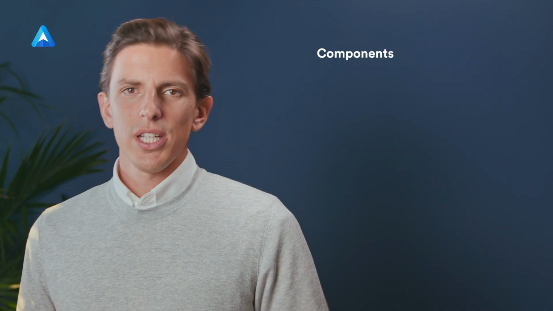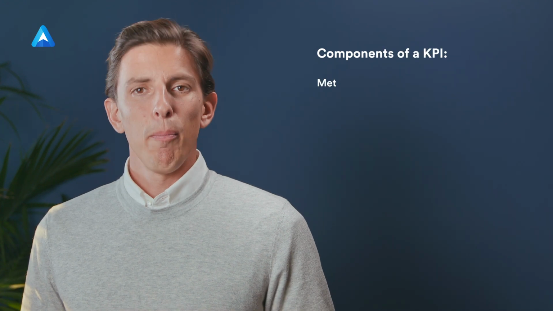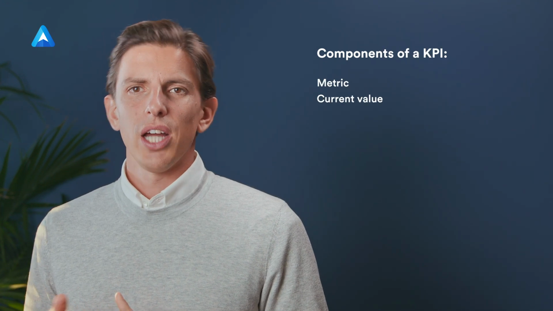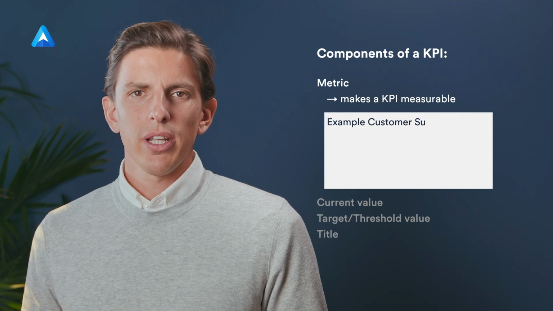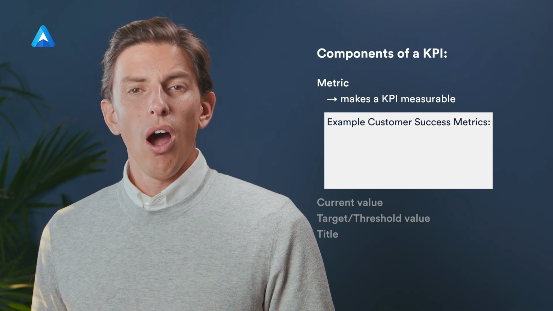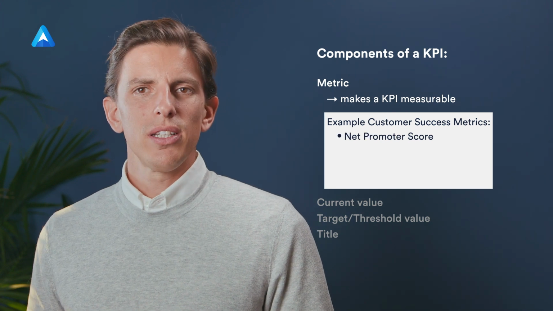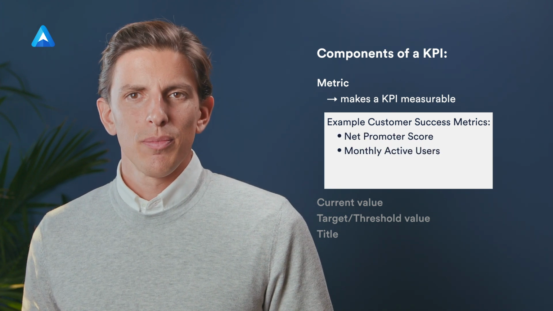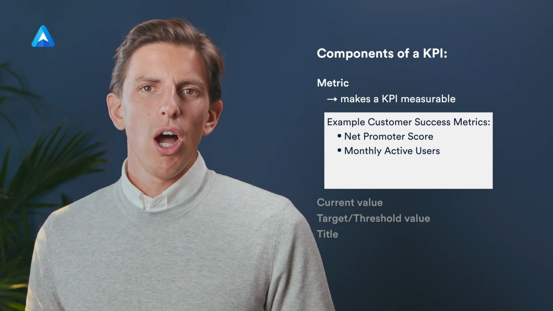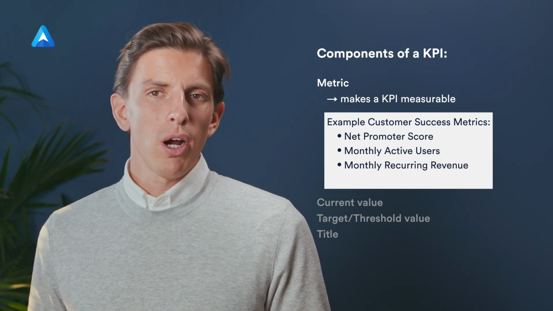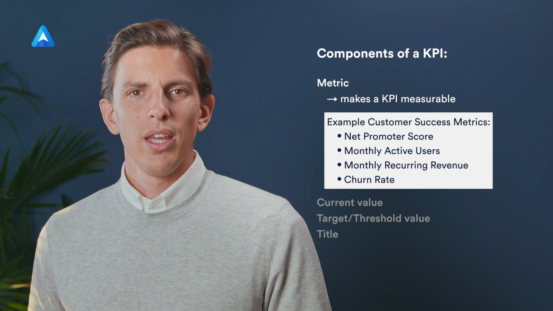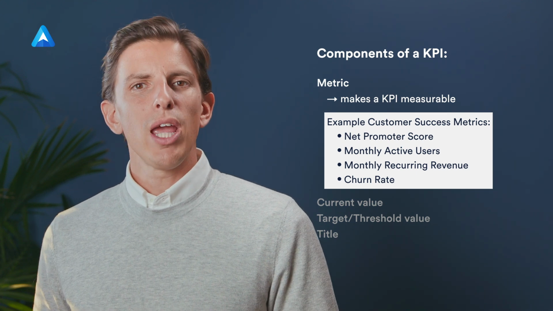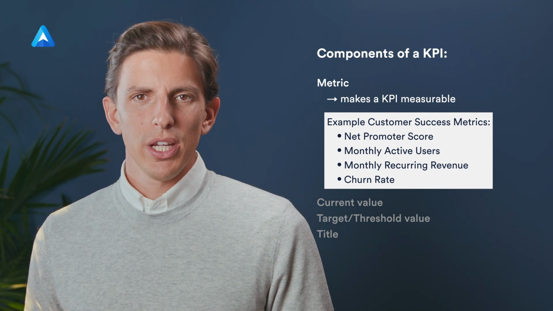A KPI consists of the following elements: a metric, a current value, a target or threshold value, and the title. The metric is what makes the KPI measurable. Popular metrics for product and customer success teams, for example, are Net Promoter Score, NPS, and monthly active users. Software as a service companies often look at monthly recurring revenue, MRR, and churn rate. It's important, of course, that you are able to track the metrics that you will be using in your KPIs.